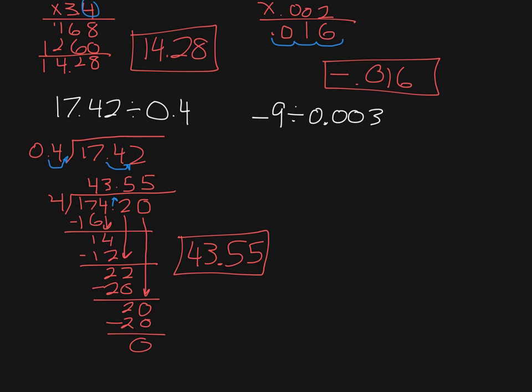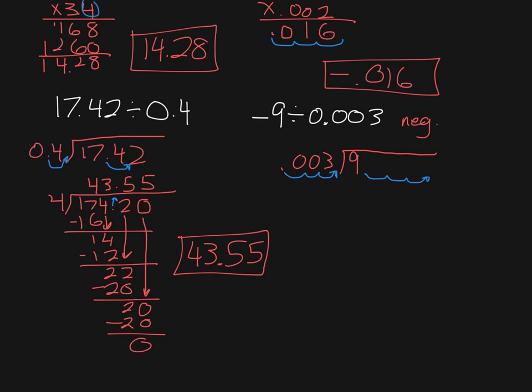Now here I'm dividing 9 by 0.003. I know my answer is going to be negative because I have two different signs. So I'm going to have 9 inside here. I'm going to divide by 0.003. Now in this case, I have to move my decimal over 1, 2, 3 times to make this a whole number. I have to do the same thing here. If our decimal's here, I got to move it 1, 2, 3.